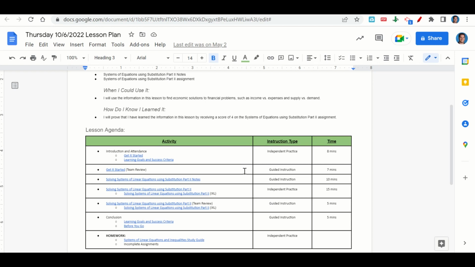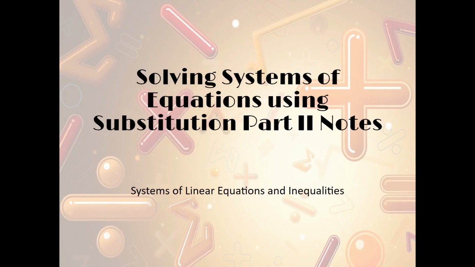And then I'll give you time to complete the solving systems of linear equations using Substitution Part II assignment on IXL. Once you've completed the assignment, we'll go over it together and answer any questions that you may have. At the end of class, we'll go back over our learning goals and success criteria while you fill out your Before You Go. Your only homework for tonight is to continue working on the systems of linear equations and inequalities study guide and any incomplete assignments that you may have. Let's take a look now at the solving systems of equations using Substitution Part II notes.